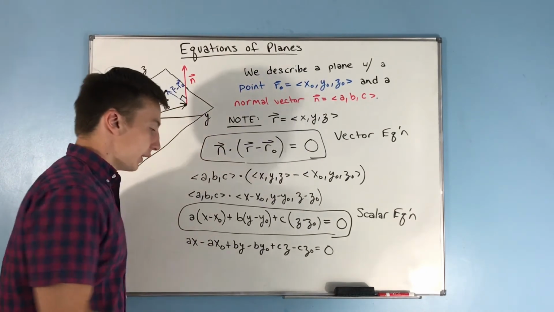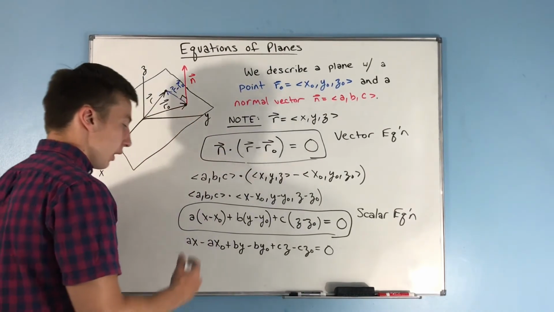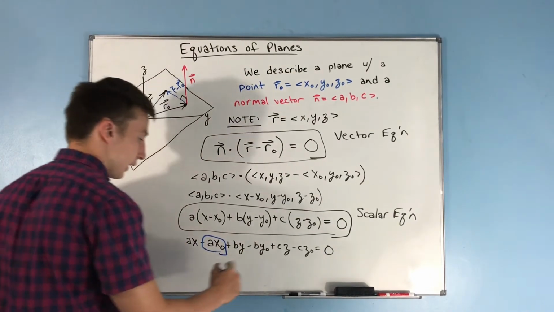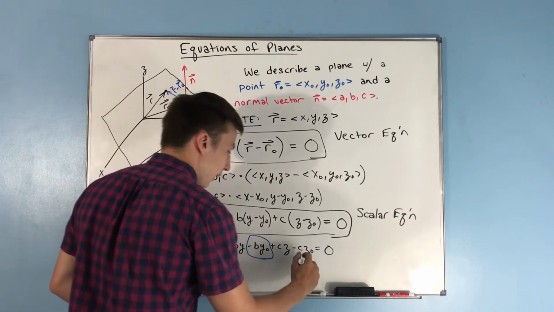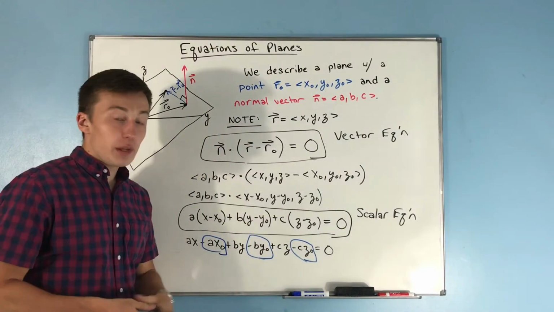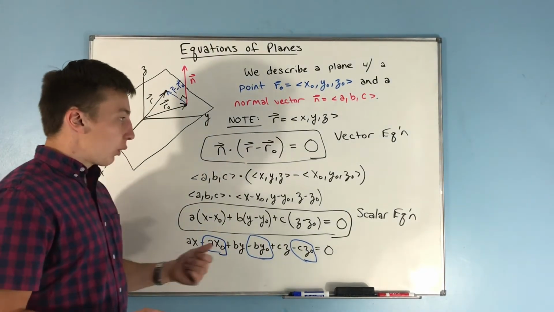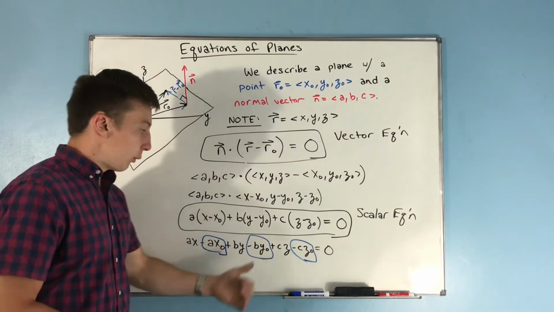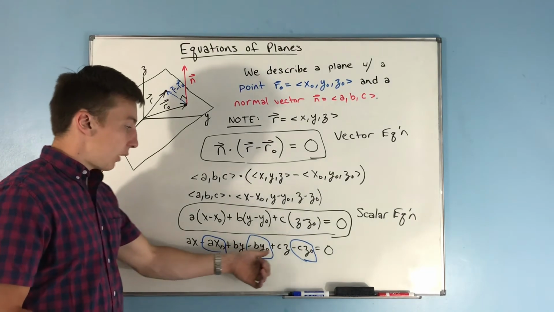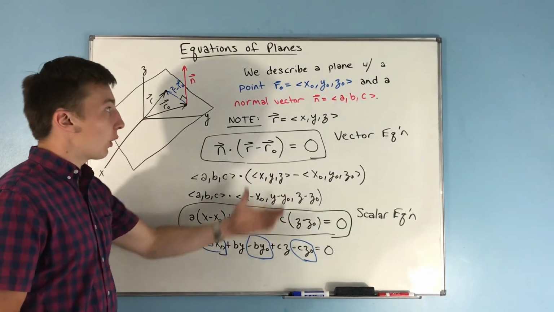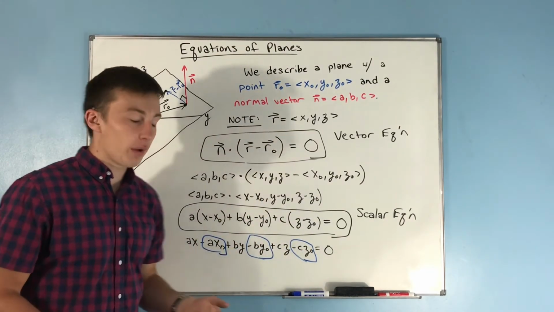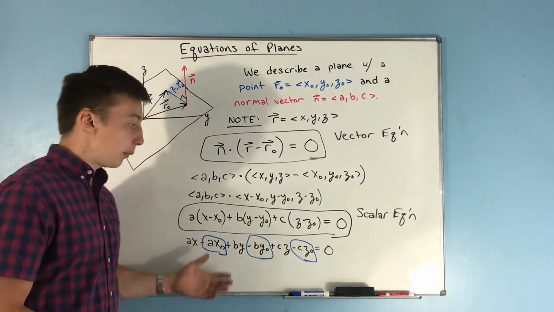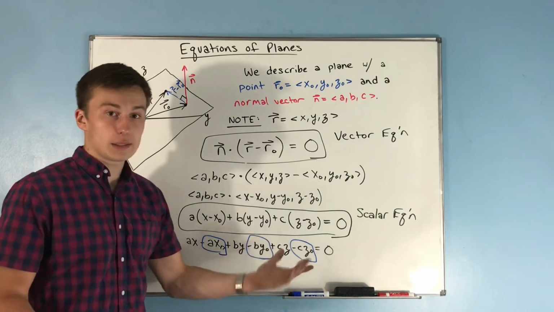Now, one thing to hit on here: here are the things that are constants in this equation. This minus ax naught, this minus by naught, and this minus cz naught. These are constants because we're going to know our normal vector. We have to plug that in, and we have to also plug in our x naught, y naught, z naught. That's just a point that we know is on the plane. So these things are all going to be constants. They're not going to change.